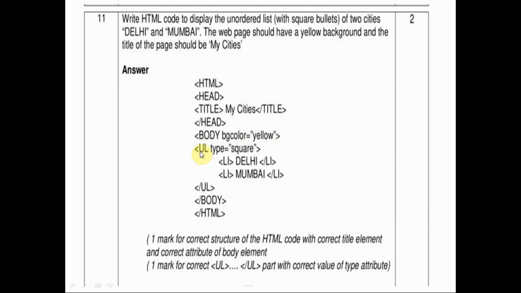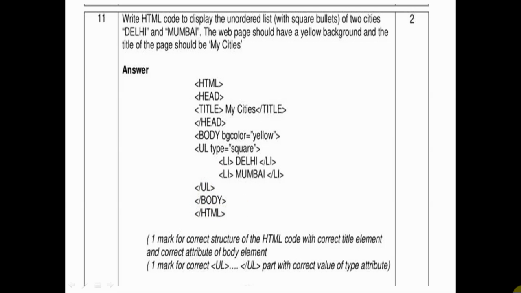Next, we have to use unordered list. So using unordered list, we have to write UL and type is equal to square. Next, under unordered list, we have to list items, Delhi and Mumbai. So we can list them in list item li. Then we will write Delhi, we'll close li tag, then again li tag, Mumbai li tag, close. Then we will close unordered list tag. Okay. Then we will close body tag and finally we will close HTML tag. This completes our program.